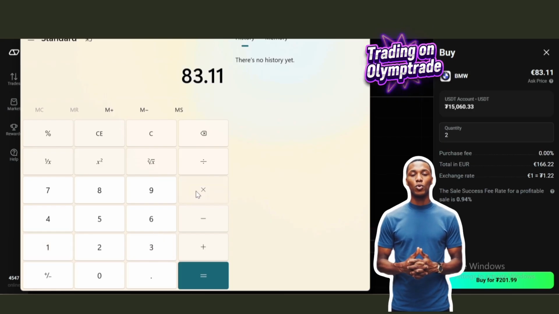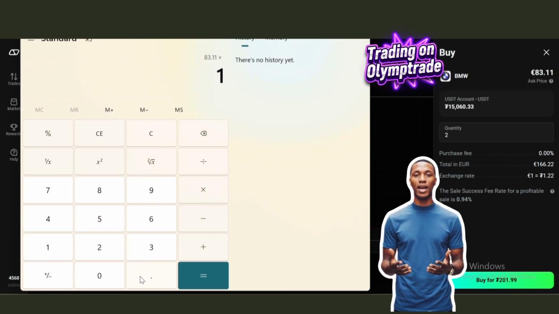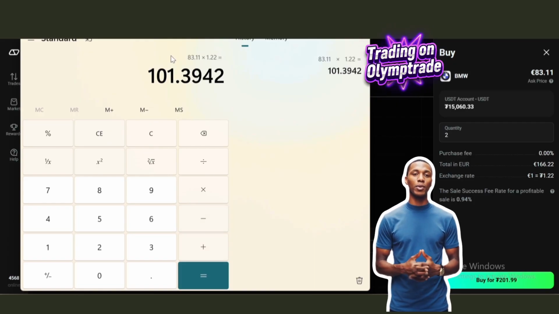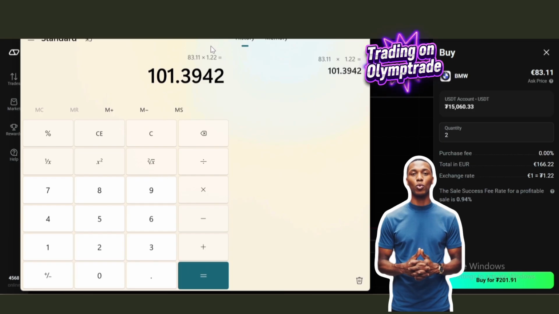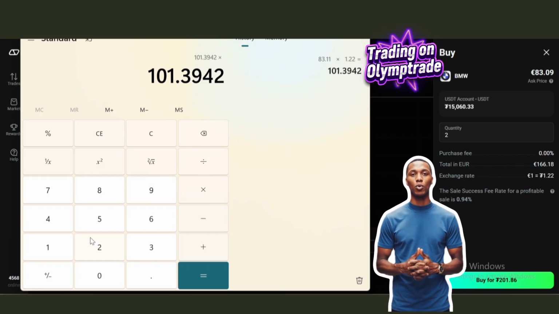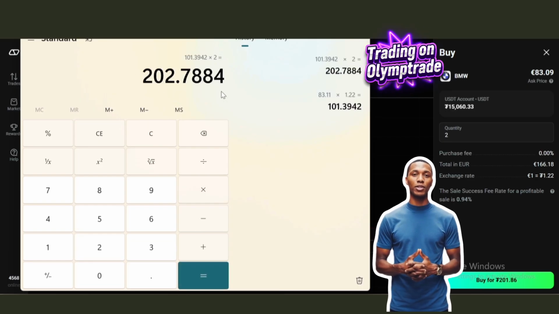We have 83 euro and some change multiplied by the exchange rate being given to us on the Olymptrade platform. So for one quantity of the BMW asset, we'll be using 101.3942 USDT.